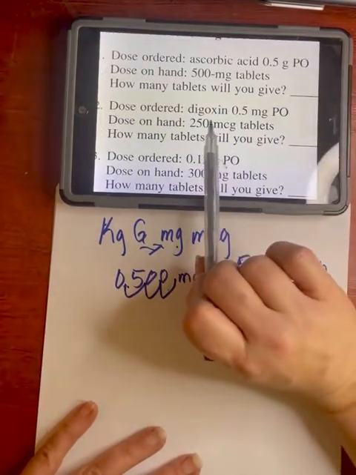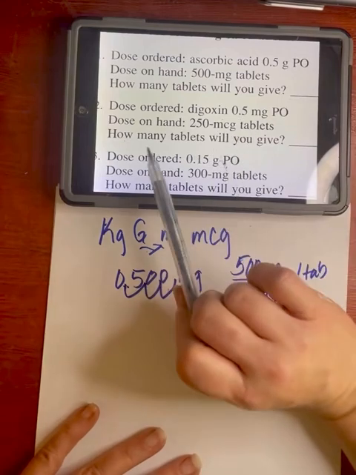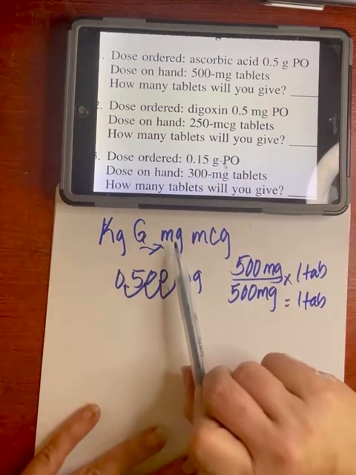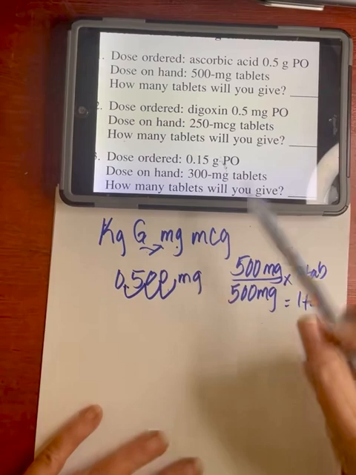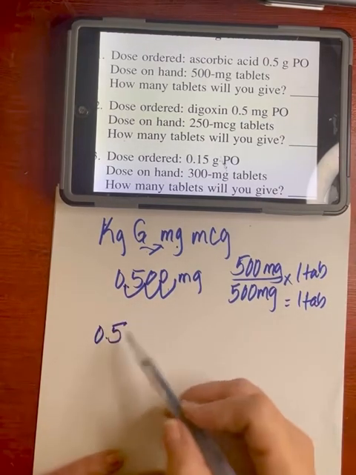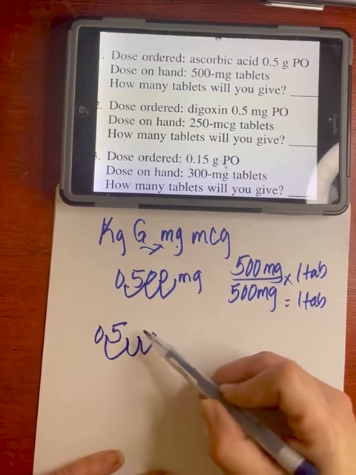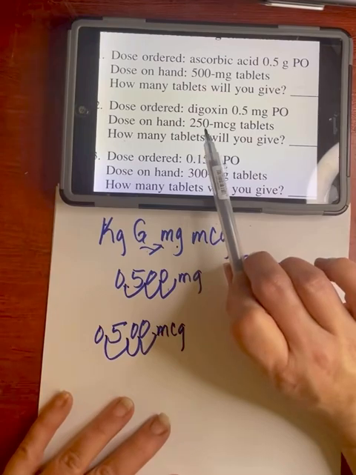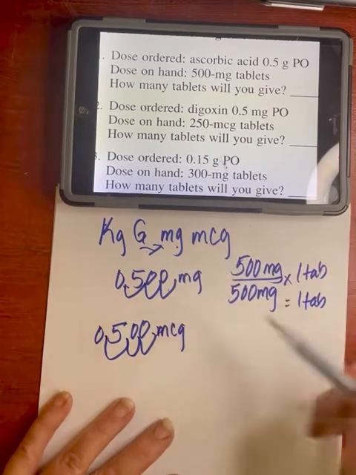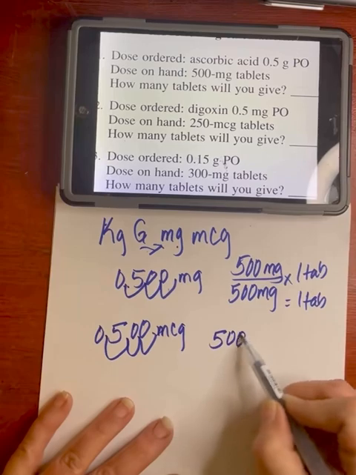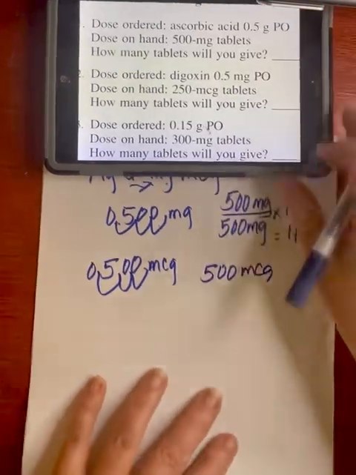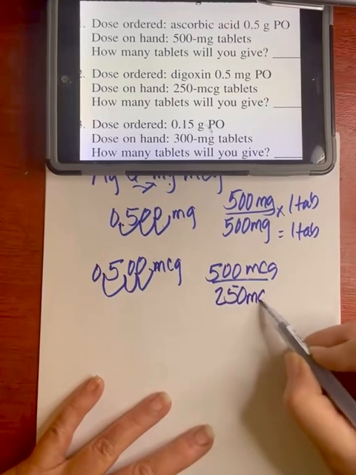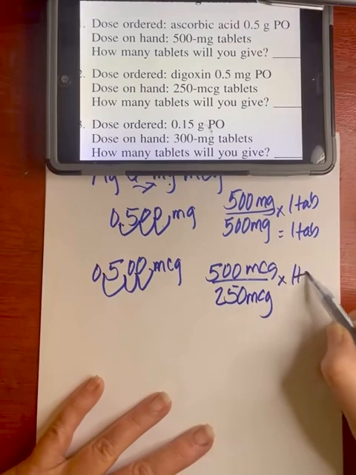So the next one is digoxin, 0.5 milligrams. And you have on hand 250 micrograms. So we got to go milligrams to micrograms with the 0.5. So again, we're going to go 1, 2, 3. And it'll be 500 micrograms is what he wants. So let's do that. 500 micrograms is what he wants. 250 micrograms per one tablet is what I have.